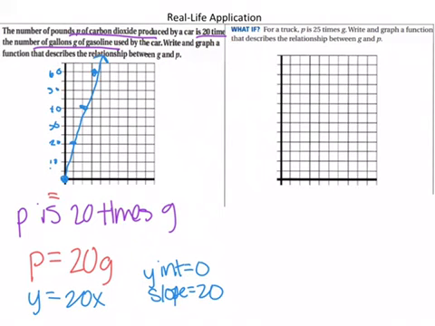So now the next one says, for a truck, P is 15 times G. So write and graph a function that represents it. I want you guys to do this on your own. So write your equation, graph it, then check back and see if your answer looks like mine.